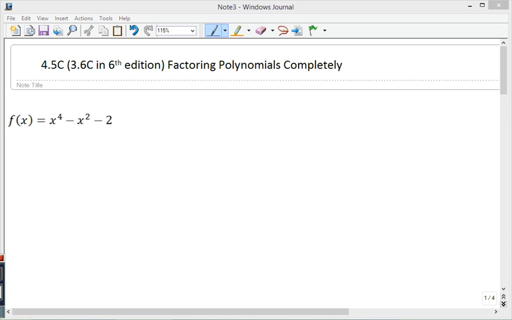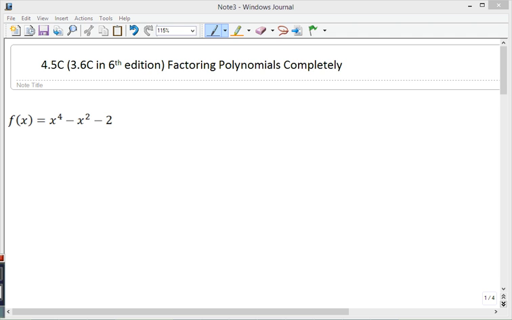This is the third and last part of section 4.5, which is 3.6c in the 6th edition. We're going to factor polynomials completely. We've been doing this already, so we'll just talk about it in a little more detail, and also mention the factor theorem.